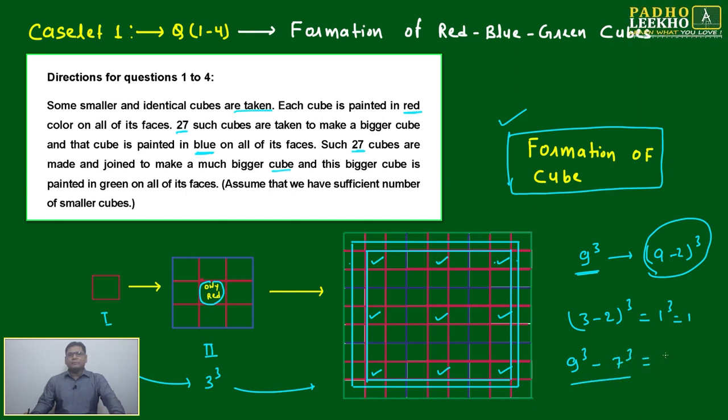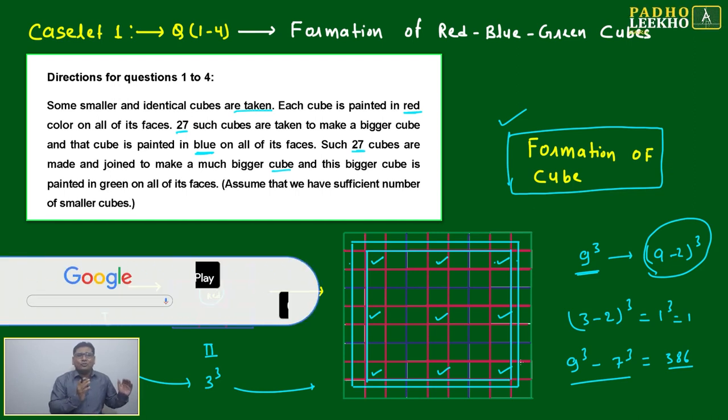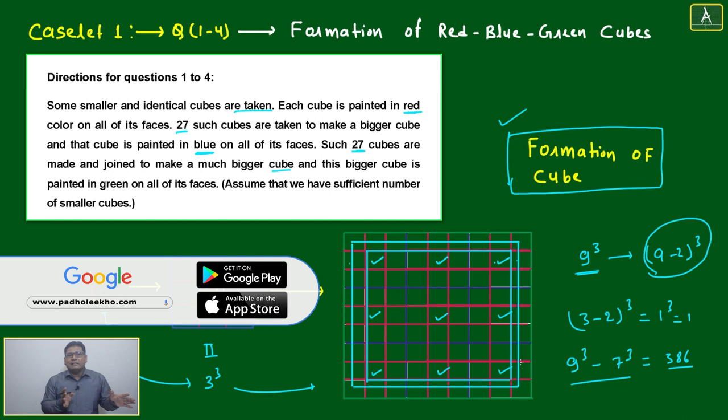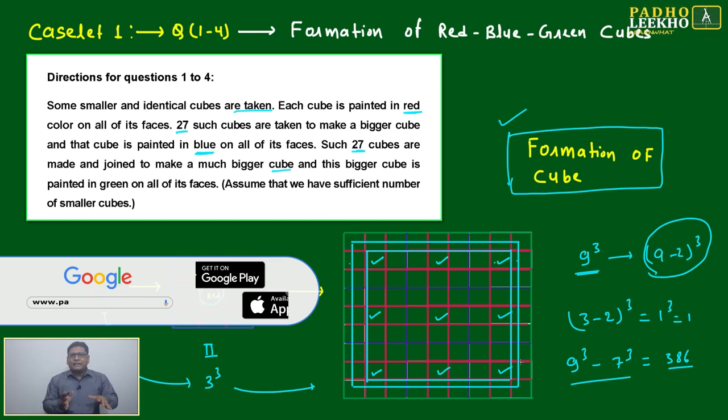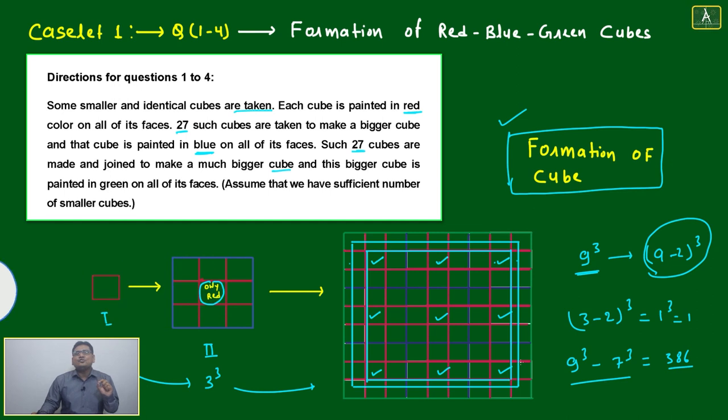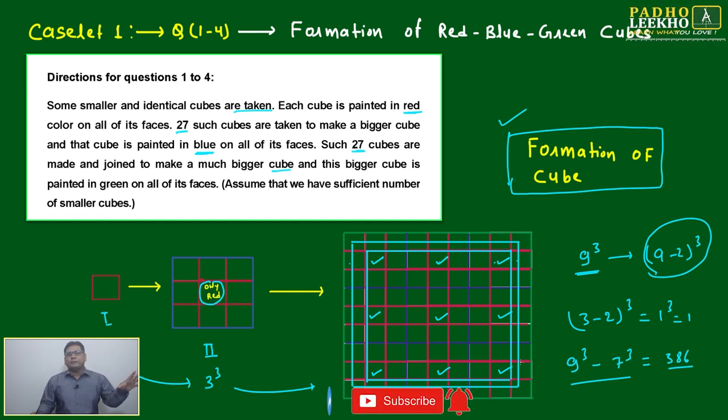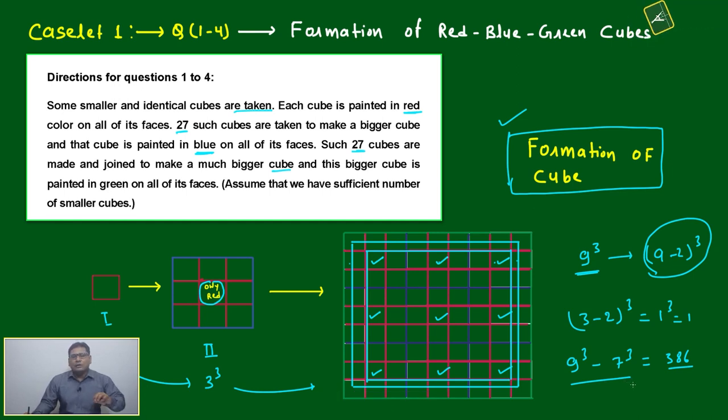Whatever will come, I think 386. Only 386 cubes have a relation with green paint. They may have red and blue, only red, or red and blue both in addition to green, but these 386 cubes have a relation with or touch green paint. The remaining have no relation. Like 7 to the power 3, 343. 7 to the power 3 will become 343. 343 cubes do not have any relation with green paint.